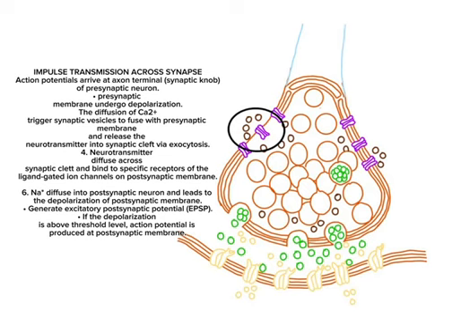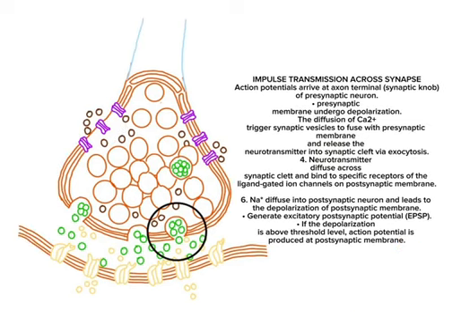Third, the diffusion of Ca2+ triggers synaptic vesicles to fuse with the presynaptic membrane and release the neurotransmitter into the synaptic cleft via exocytosis.